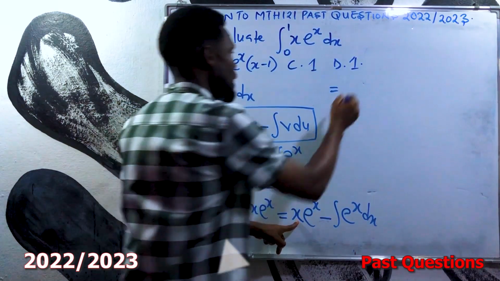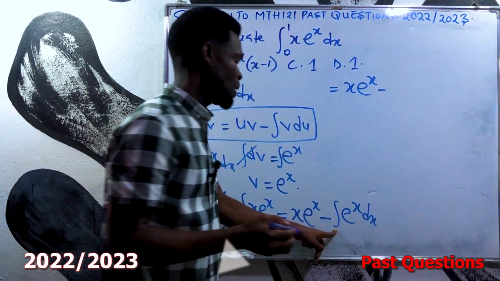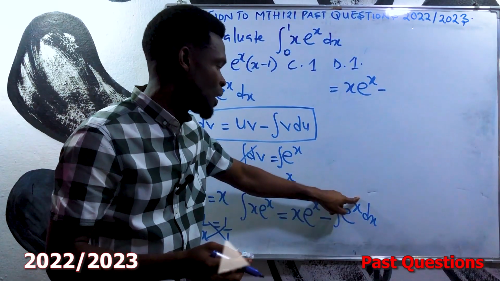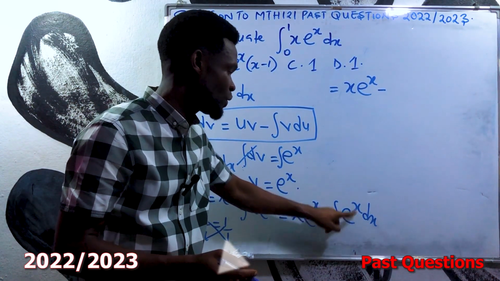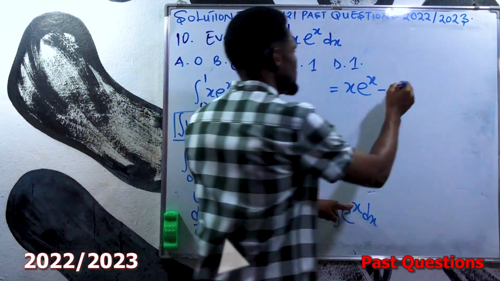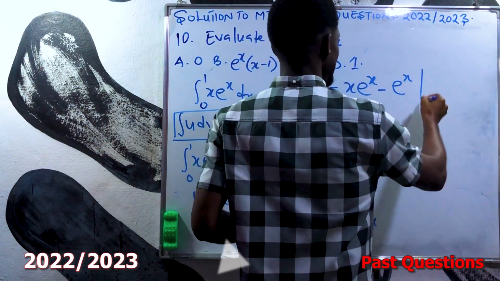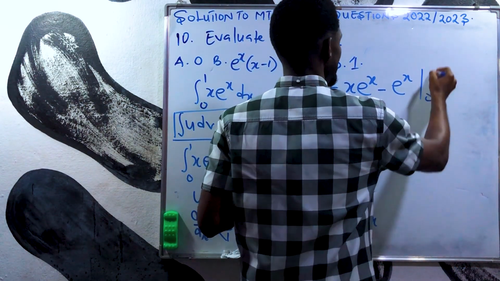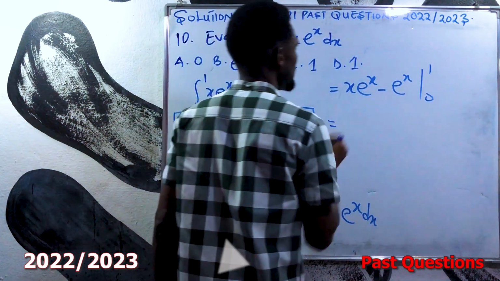So this is equals to x exponential x minus, now you are going to integrate exponential x with respect to x. That's the integral of exponential x dx. Now, what is the integral of exponential x? The answer is simply exponential x. And then we are given the boundary to be 0 to 1. So we are done integrating.